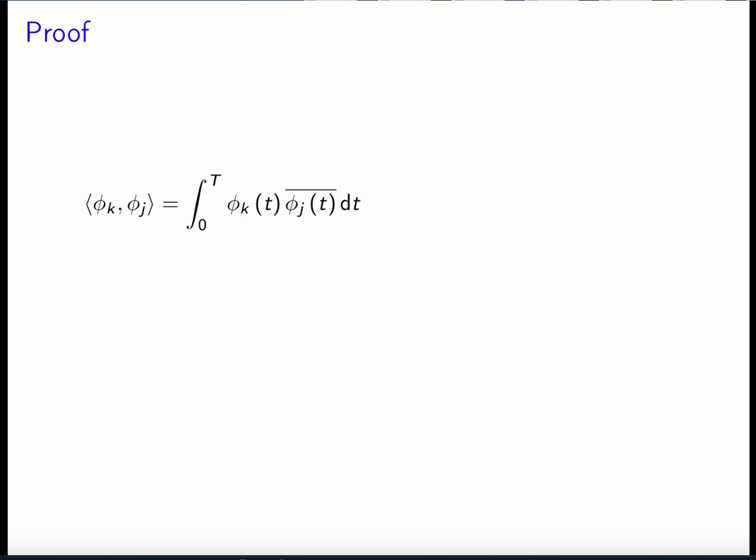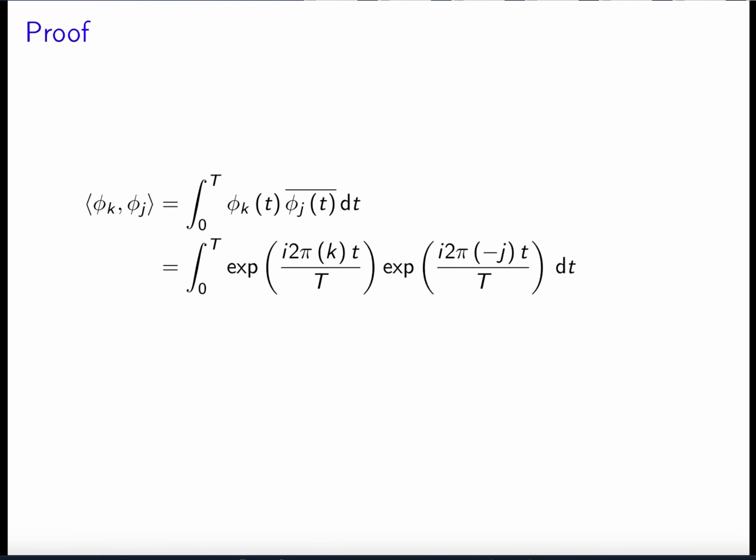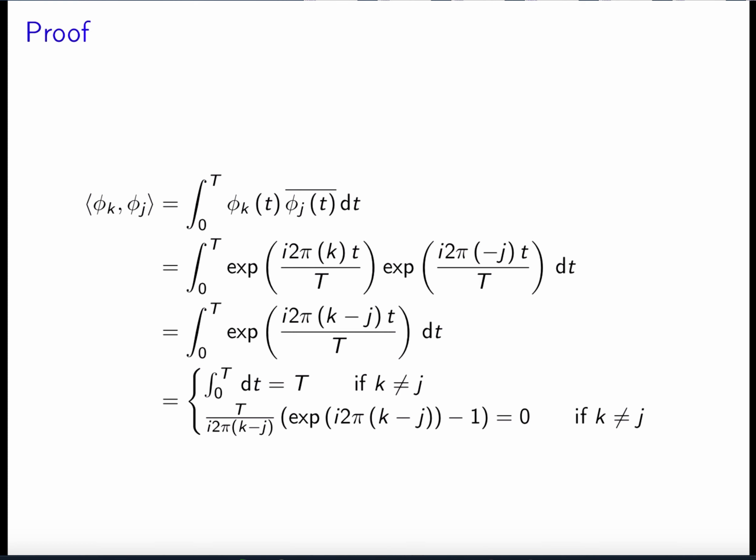So this is the inner product between a complex exponential of frequency k and frequency j, just by definition. Now the product of the exponentials is just equal to the sum. Now we see here if k is equal to j, then this is equal to 0, so that the exponential is equal to 1. In that case, we have this result where the inner product of phi k with itself is equal to T. But this is just the square norm of phi k. Okay, so that shows that.